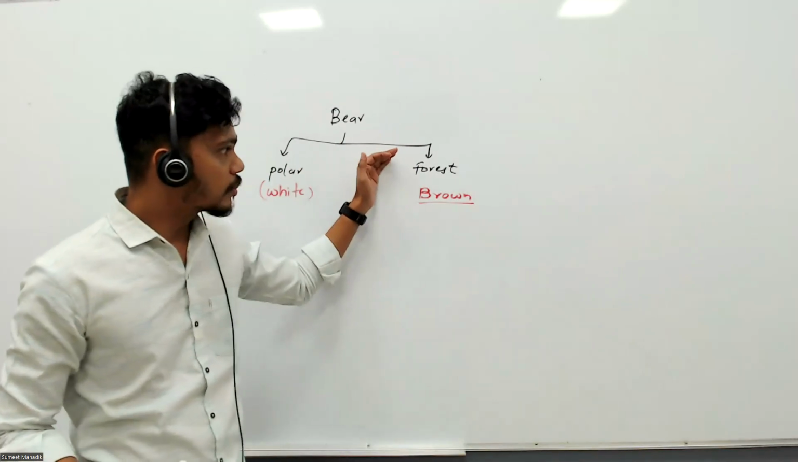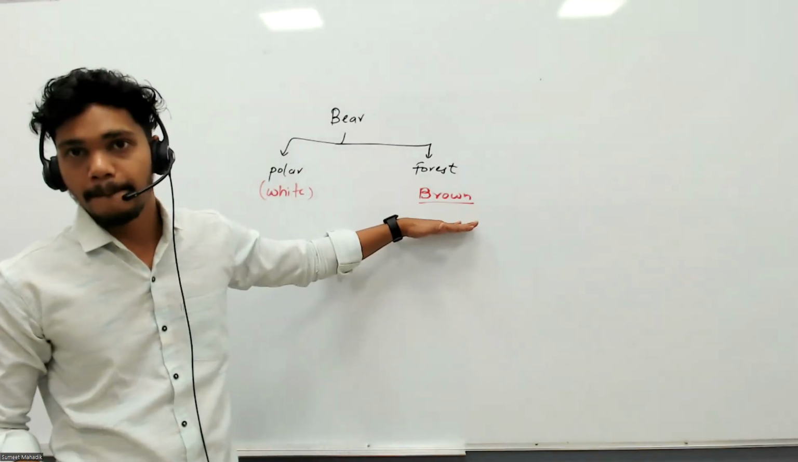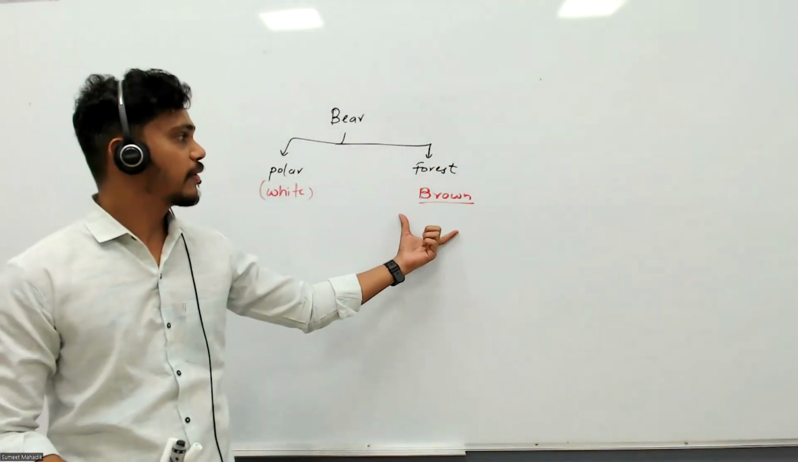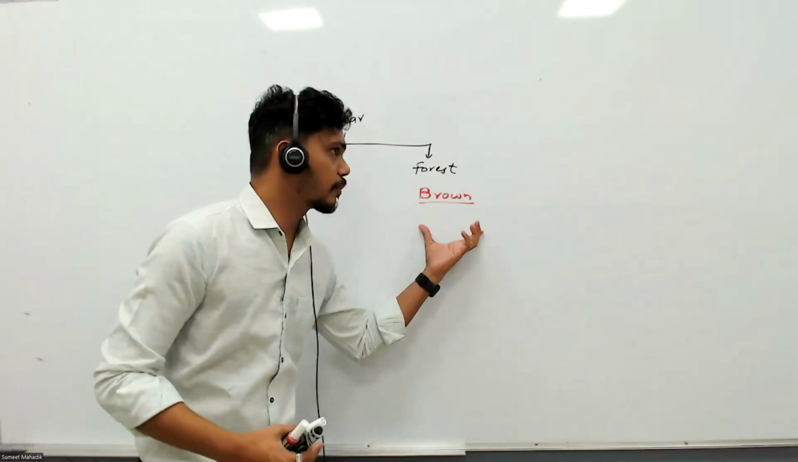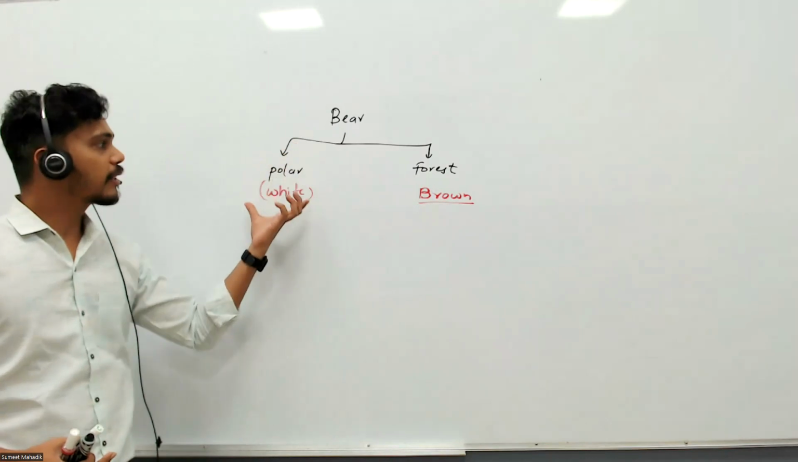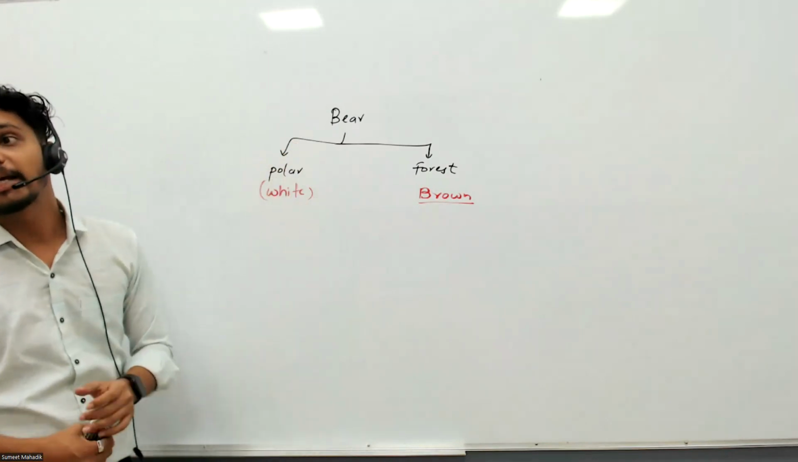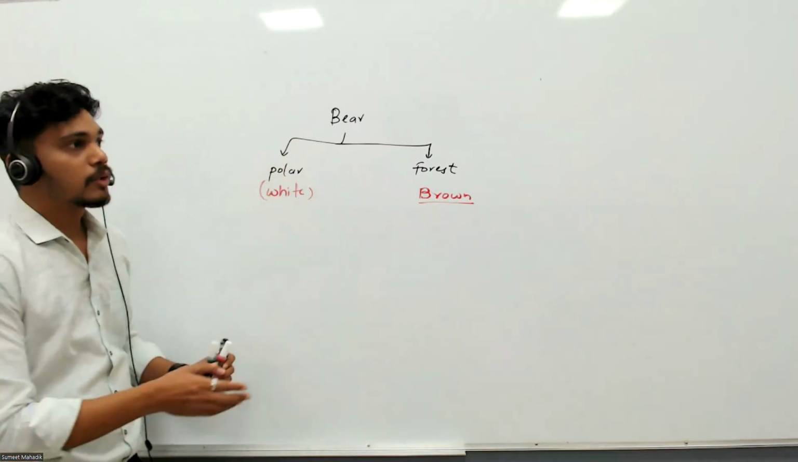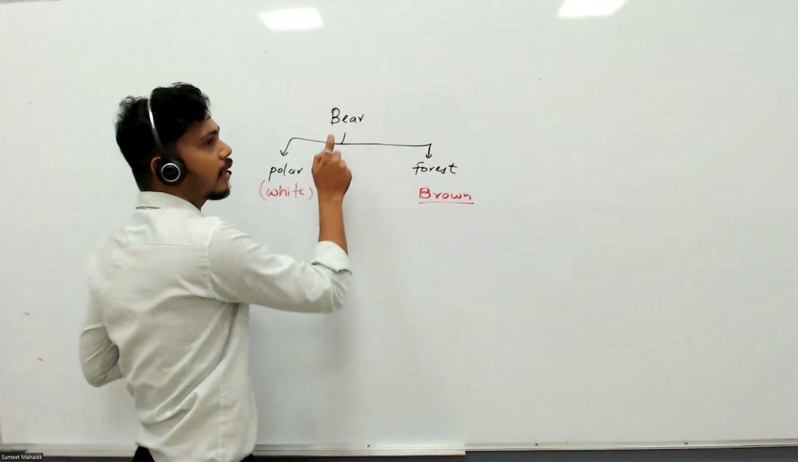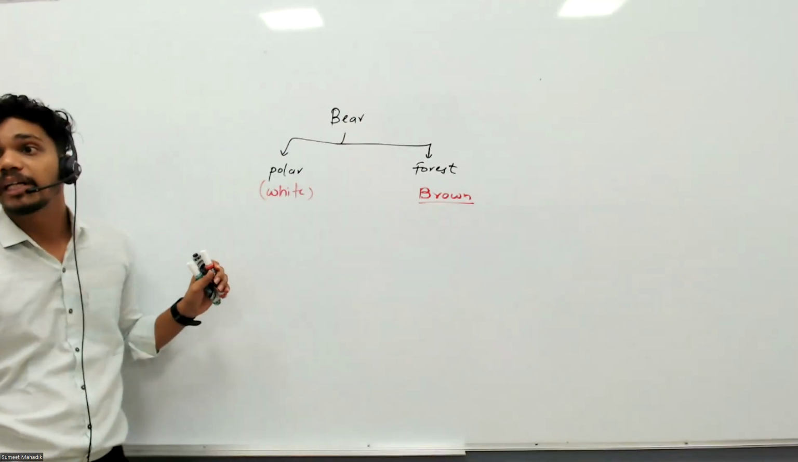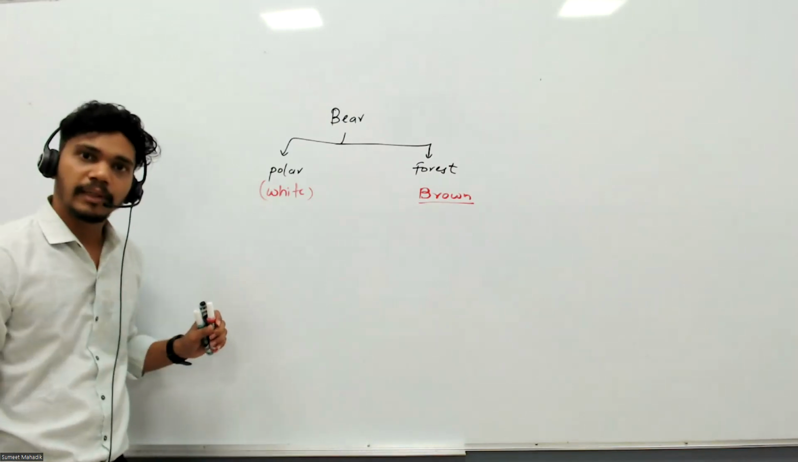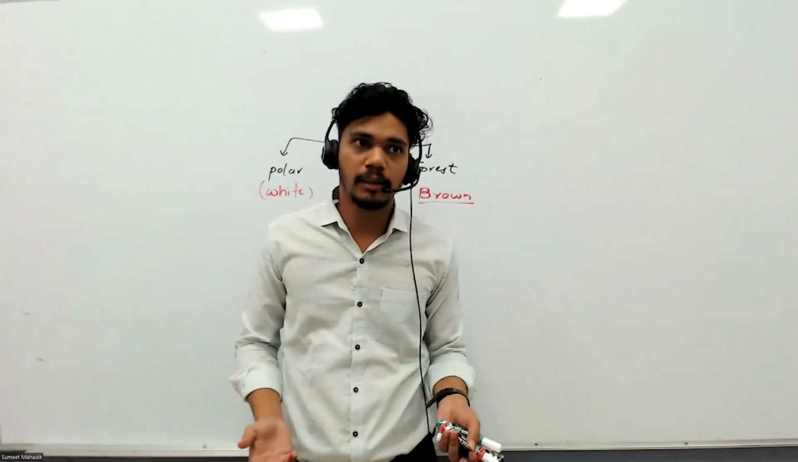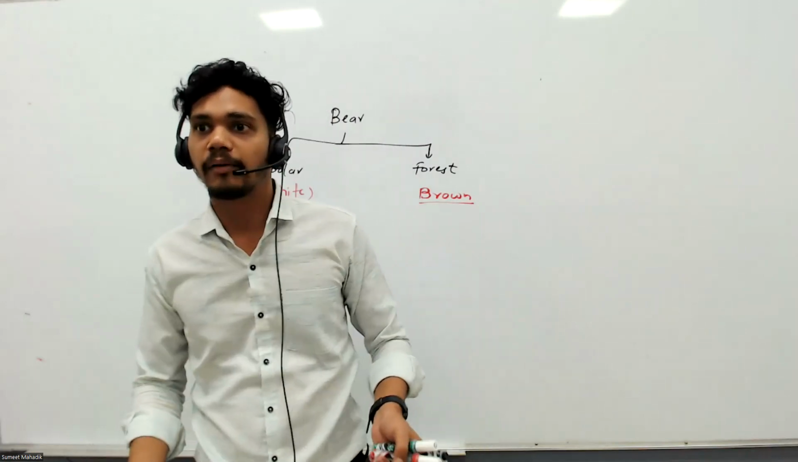Why? Forest bear color is brown. Maybe we can say there are little variations also, according to the face and something. But in this case, a polar bear is mostly white to hide inside the snow. Getting my point? So can I say that the bear undergoes variation according to the environment?